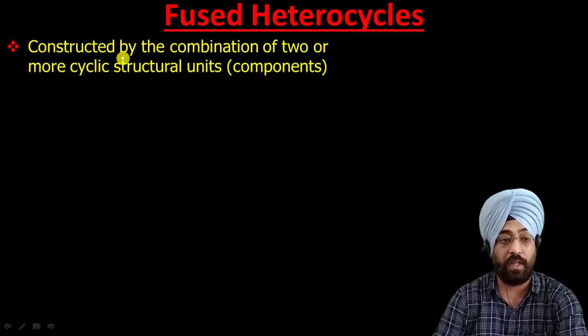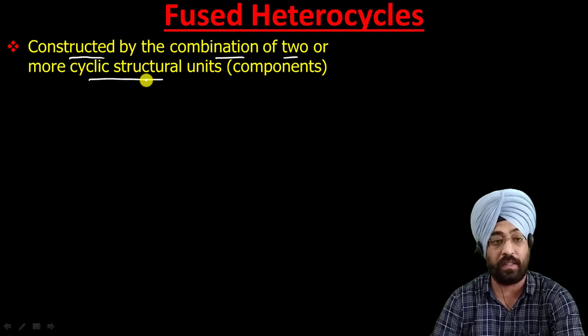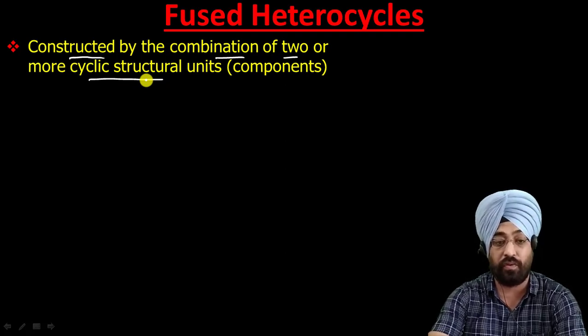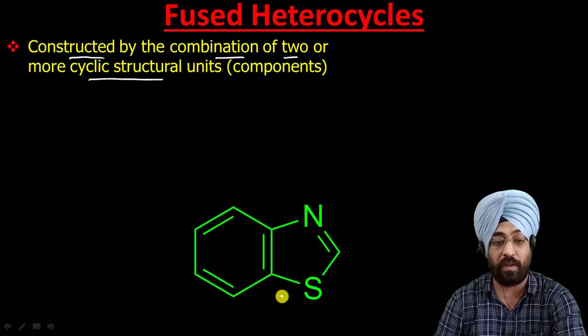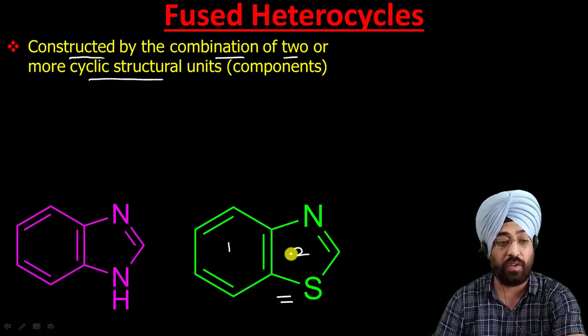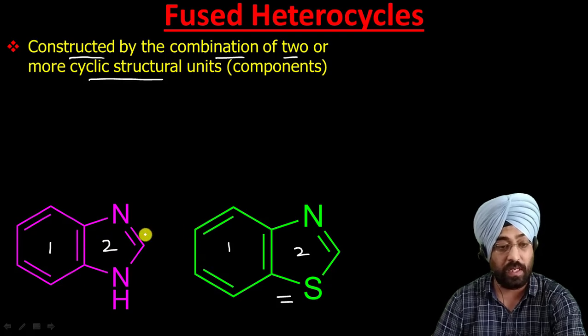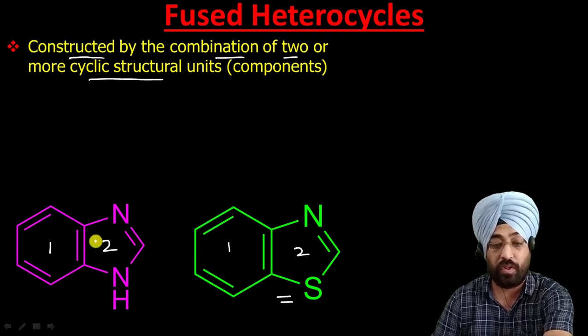Now these compounds are constructed by a combination of two or more cyclic structures. So two or more cyclic structures, or we can also say components, join together to give you fused heterocycles. So these are such compounds, in which you can see this is the first cyclic compound, this is the second cyclic compound, and these two have combined together to give you a single compound. So this is called a fused heterocycle. Similarly, in this one, these two components have joined to give you a single compound, which is called a fused heterocycle.